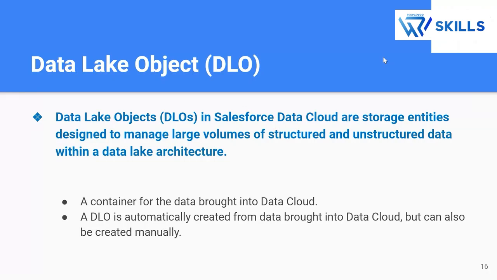A data lake object is the container of data brought into Data Cloud. A data lake object is automatically created from data brought into Data Cloud, but it can also be created manually. Whenever you establish a data stream, two things happen. One is the connection is established, the other is that data lake objects are also created. So data lake objects in Salesforce Data Cloud are strong entities designed to manage large volumes of structured and unstructured data. It is a container of data.